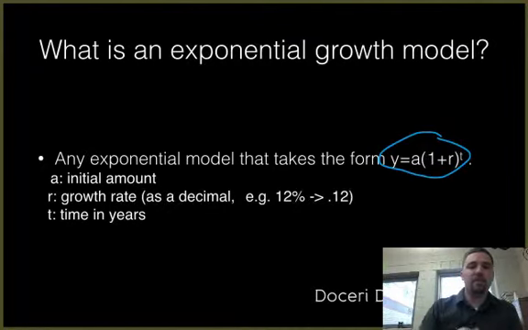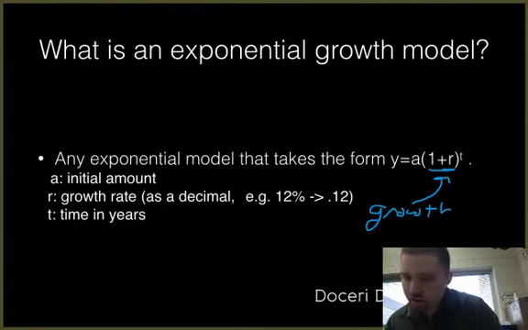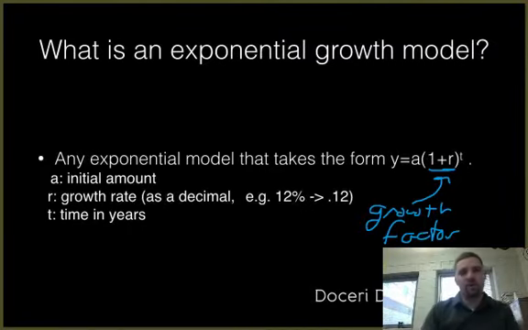growth. In this formula, A is the initial amount, R is the growth rate, and it's written as a decimal. So if your percentage is 12%, we would put in R equal to 0.12. And T is the time in years. It's always in years. So if you did a year and a half, T would be 1.5, and so on. This 1 plus R here is called the growth factor. So if there's ever a problem that asks you for the growth factor, that 1 plus R, that whole thing.